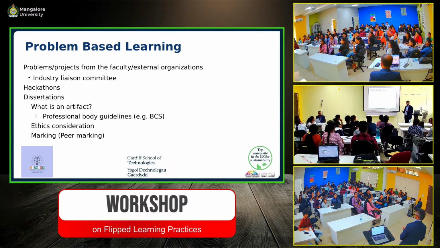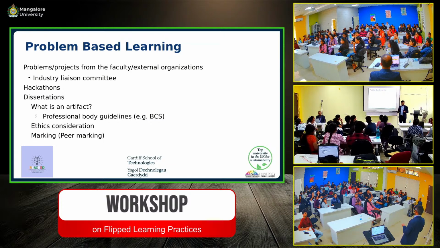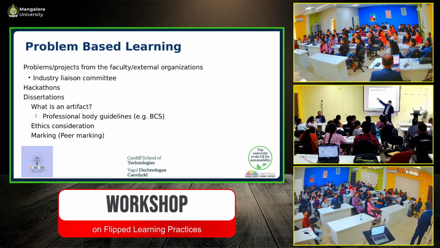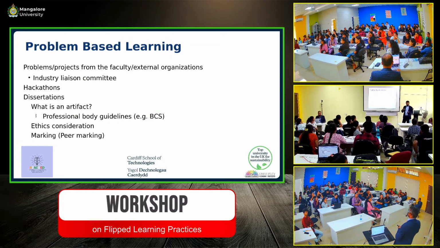And how do you get these problems? Where can you get these problems? Of course, we don't know everything happening in the industry or anywhere. So where can you get these problems for your modules? I believe the university or your department may have an industry liaison committee, because industry is addressing the latest problems in the world. So you can get those details from industry committees or hackathons. There will be different ways you can get these problems.